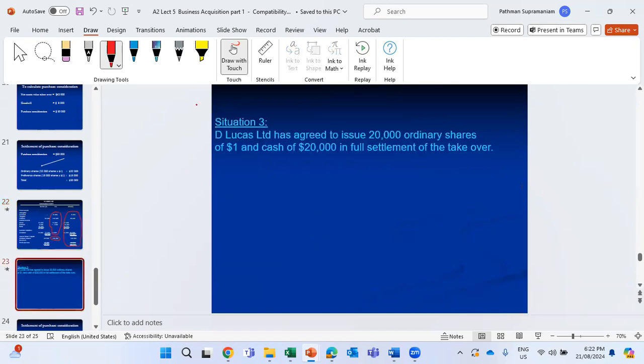Okay, third situation, the buyer agrees to issue 20,000 shares of $1, but here they didn't use the word par. So most probably there is a premium. Okay, and then cash 20,000. So when they tell you like this, the total purchase consideration, remember it was 50,000, you need to deduct cash 20,000. So the balance is 30,000. So the buyer issues 20,000 shares of $1 and the value is 30,000.